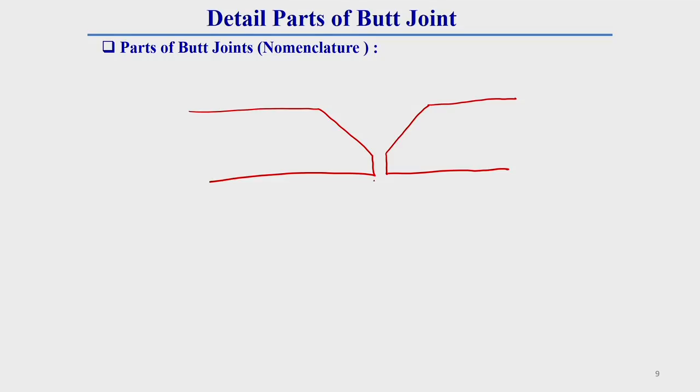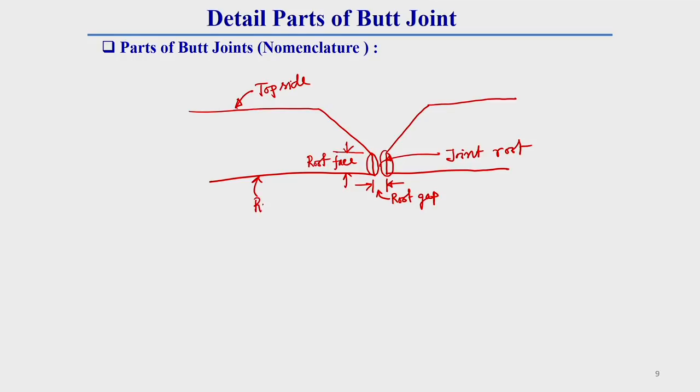Now, here this gap between two members, as I have already explained, is called root gap. This closest portion of these elements is generally called joint root. Whatever face we are getting here at the joint root, this face is called root face. This is called top side. This is called root side.